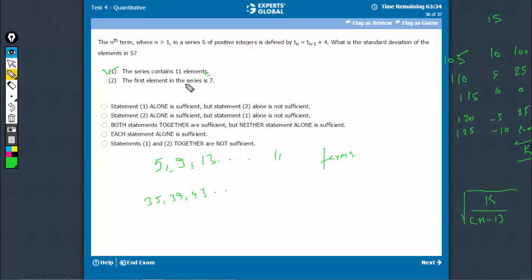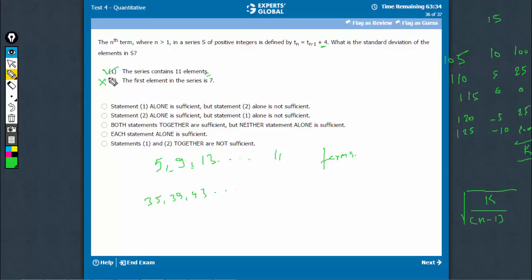Statement 2 talks about only the first element. It doesn't talk about the gap. The gap is important, the number of terms are important. Sorry, the gap is already given, the gap is 4, but it doesn't talk about the number of terms. We need the number of terms. Statement 2 is not sufficient.